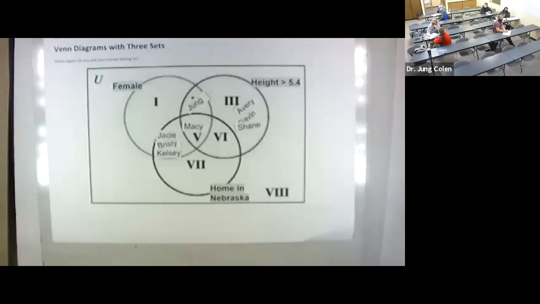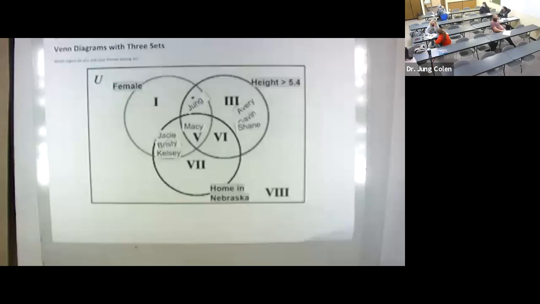Number of elements in A intersection B's complement. A intersection B, who are there? A is female, B is this height. A intersection B should be 2 and 5. So complement means everything except those 2 reasons. So except me and Macy, right? How many are there? 6? Yeah. Are we good? All right.